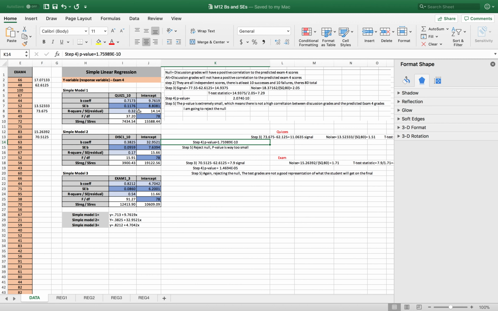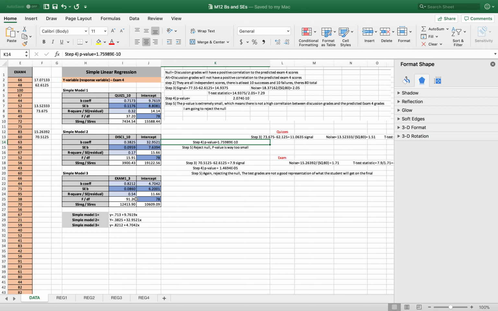So for the quizzes, I got 0.32. For the discussions, I got 0.17, and for the exams, I got 0.54. So I'm sure you're asking, what does that explain? I'll get to that later. So for the quiz, I got 0.32 for my R-squared. For the discussion, I got 0.17, exam 0.54, and multiple 0.57.